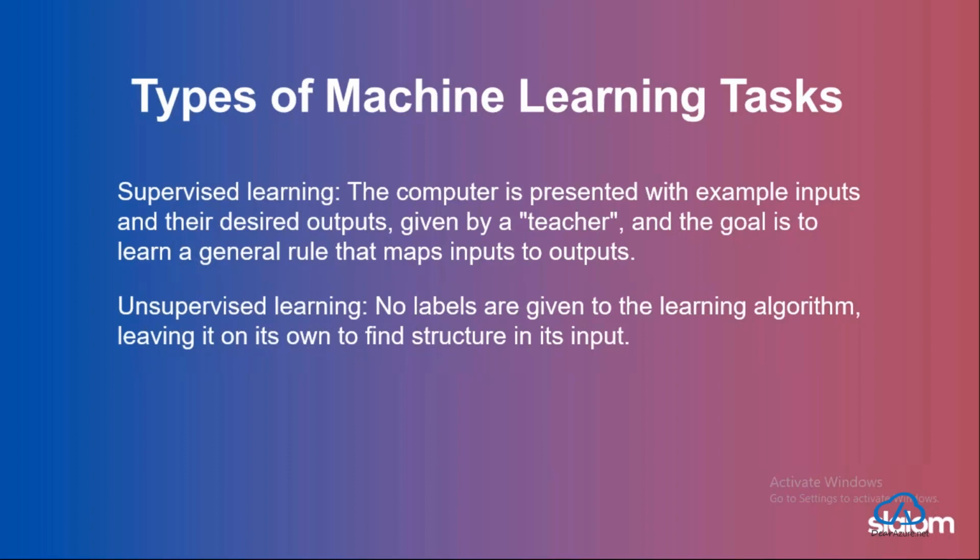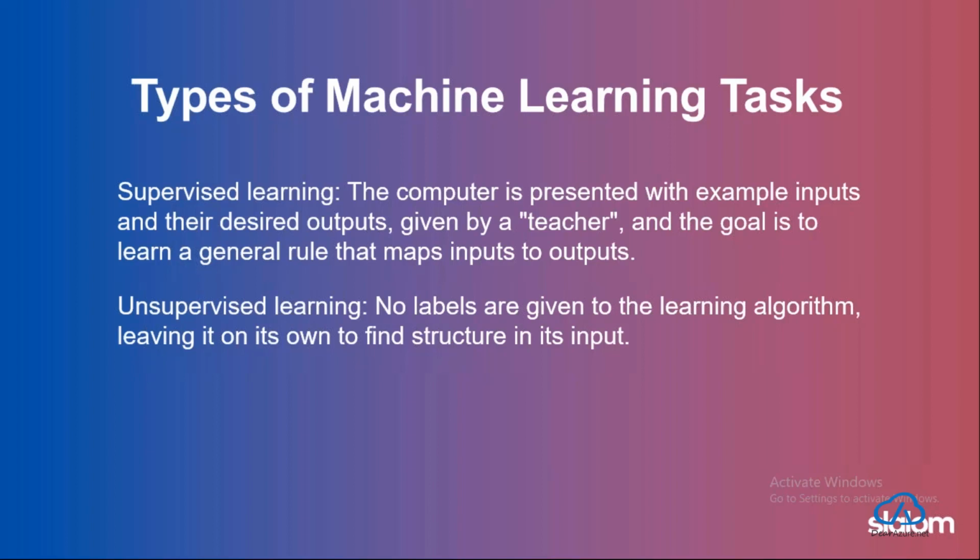In unsupervised learning, you can say it's the reciprocal of that. There are no labels, and a good example is spam filtering as well. No labels are given to the learning algorithm, leaving it on its own to find the structure of the input. So those are the two major types of machine learning tasks: supervised learning and unsupervised learning. Reinforcement learning is a third type as well.